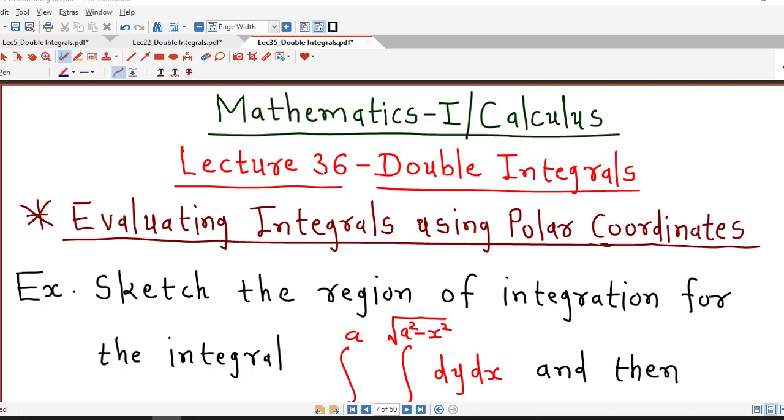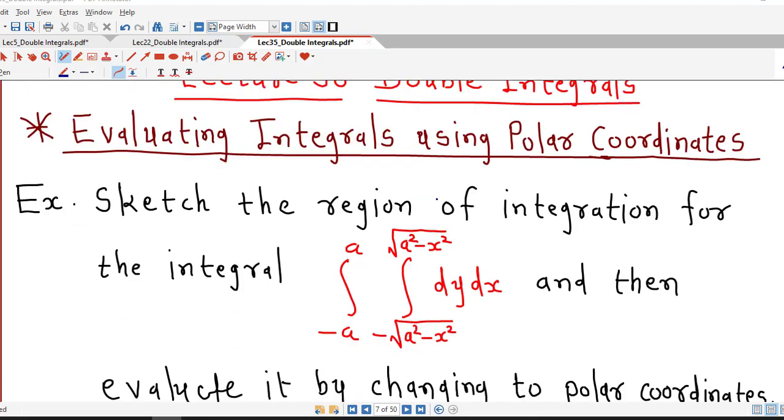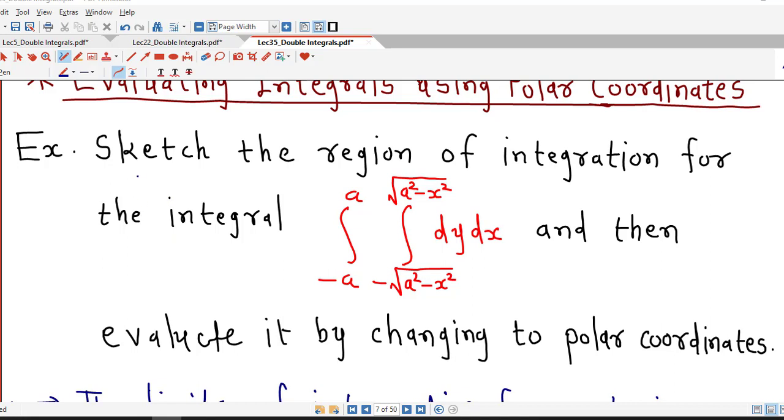Hello friends, I welcome you in lecture number 36 on double integrals. In this lecture we will do two more problems on evaluation of double integrals using polar coordinates. So let's start with the first problem.